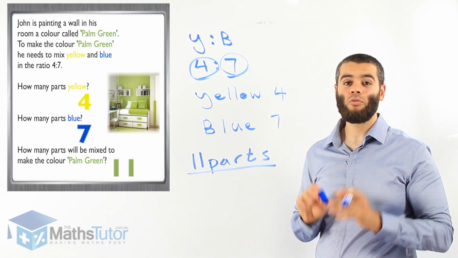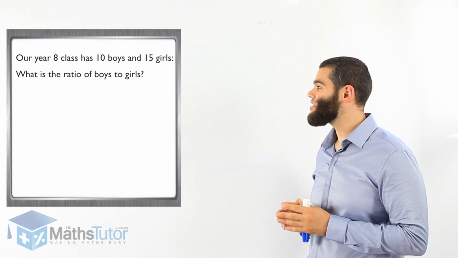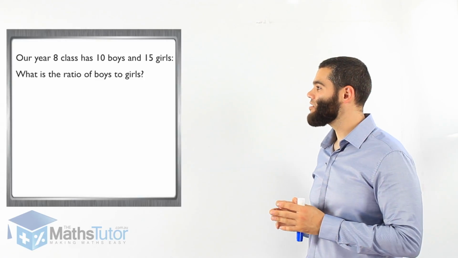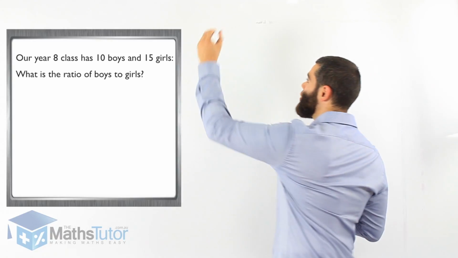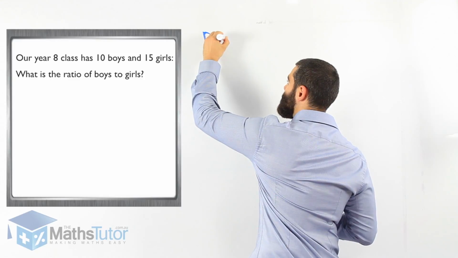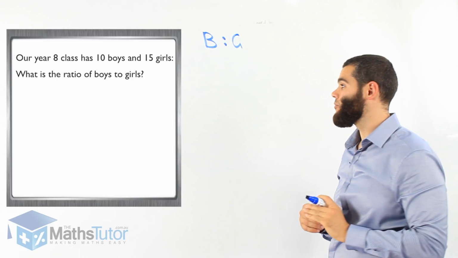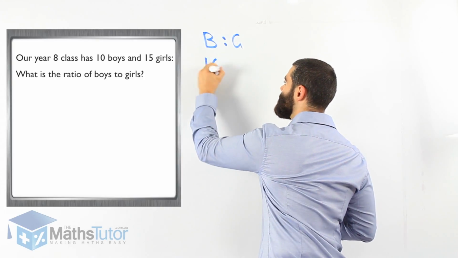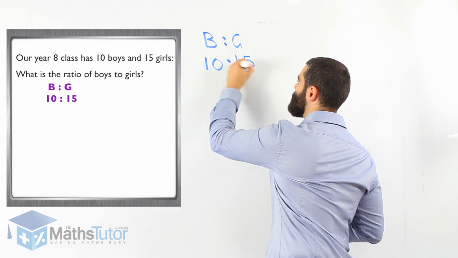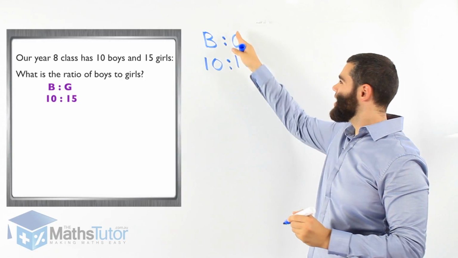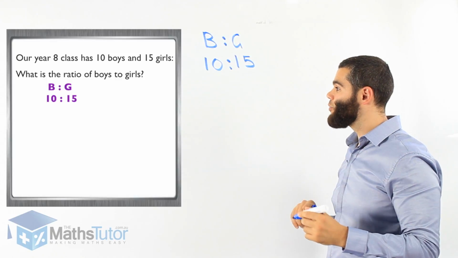Let us do another example. Example 2. Our Year 8 class has 10 boys and 15 girls. What is the ratio of boys to girls? We write boys to girls. Very important to label so we understand which numbers go where. We know there are 10 boys and how many girls? 15 girls. Boys there are 10 and girls there are 15. So now we've completed the first question. What is the ratio of boys to girls?